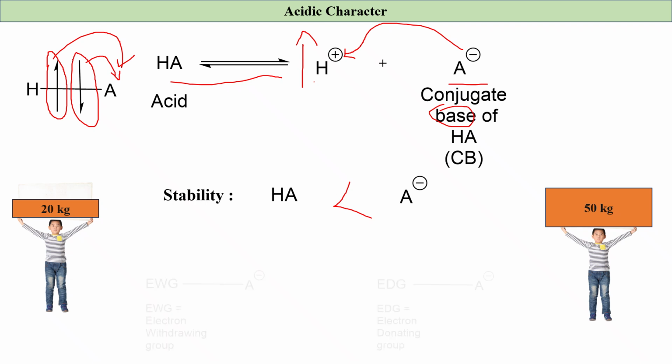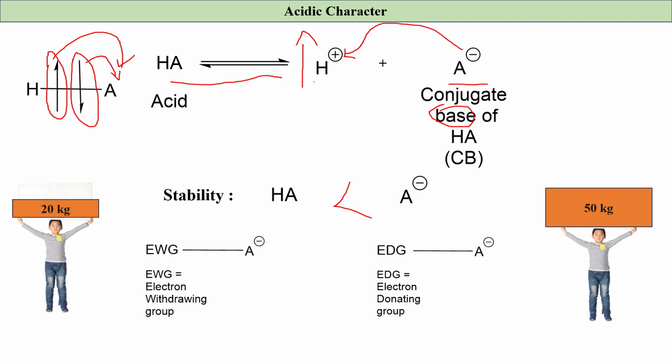Okay, so suppose this A minus species, with this A minus species I put an electron withdrawing group. That means it will pull electrons toward itself. As a result, what will happen? The amount of electron on this A species will reduce. Okay, that means the weight on this A is reducing. That means this species' stability is increasing.